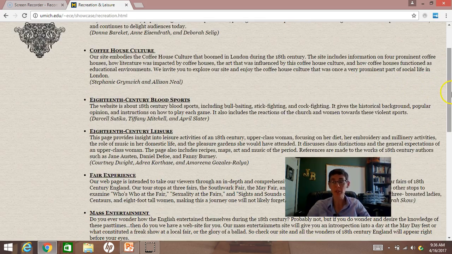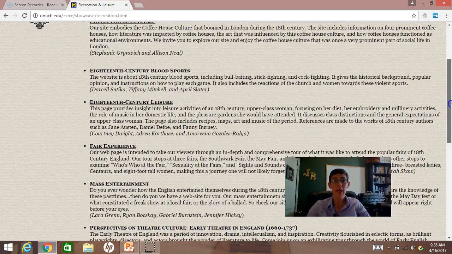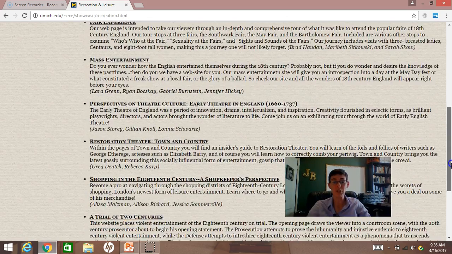So we have the Beggars Opera up top there, coffee house culture, 18th century blood sports. So that's like, I guess, our equivalent of athletics. So got bull baiting, stick fighting, cockfighting, things like that. Cocks being roosters. 18th century leisure of upper class women. So there's a lot of stuff, a lot of websites here that you can check out.